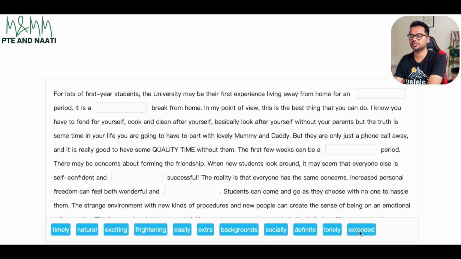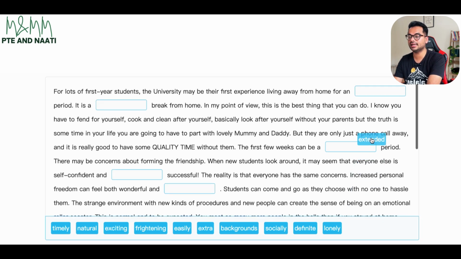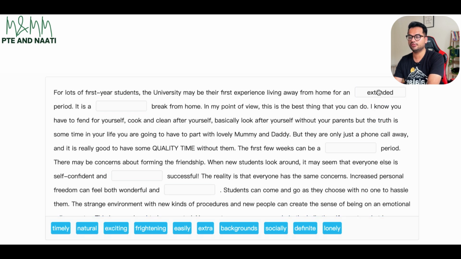Now this is a collocation pretty much. If you look at the word over here, extended period would be the right answer. We always say living somewhere for an extended period of time, which means a longer period of time. And that is what they're saying. For first year students, if a student is studying at a university, they can't just go back to their home every single day. They gotta stay there for a good few months, and only in their breaks can they go back. So that's the first experience living away from home for an extended period.